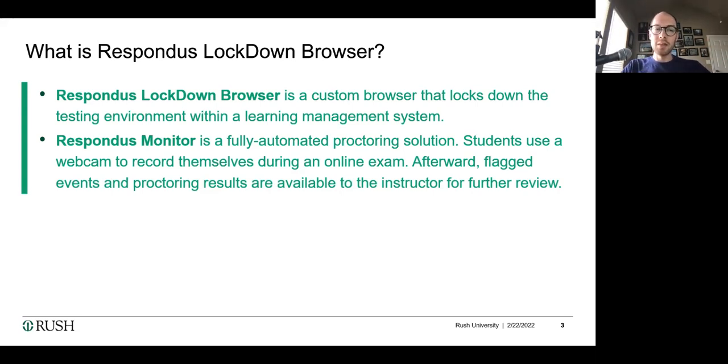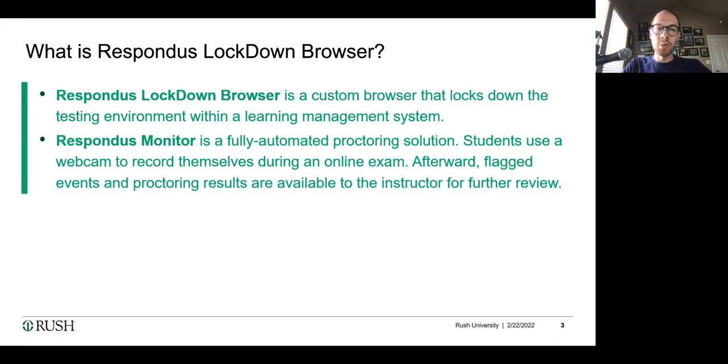Another thing Respondus Monitor does is use AI to calculate things like whether the student's eyes are turned away from the computer for too long. Normally you would expect a testing session to look something like this: the student is looking at the computer, typing or using the mouse. If their eyes and head are down here for too long, that might indicate they're using an outside resource.